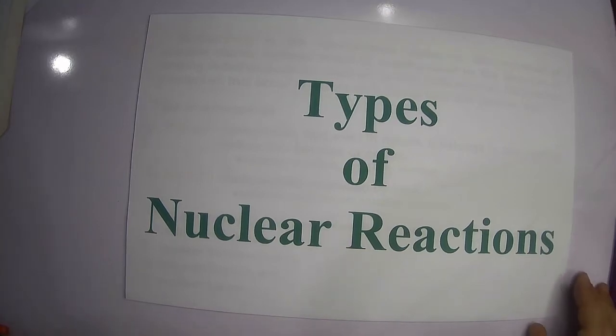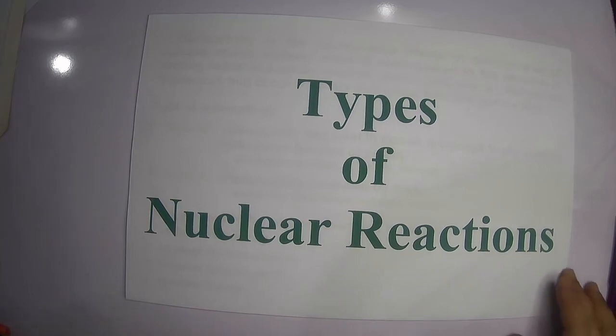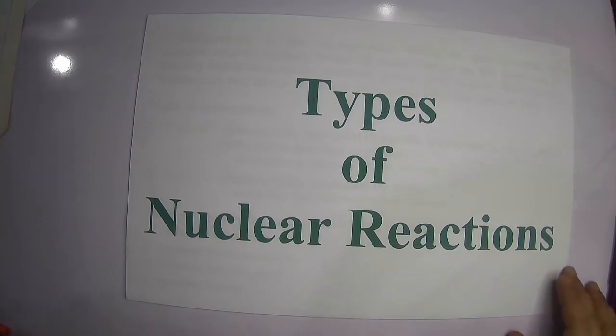Okay, why do we have to stabilize the nucleus? Because a stable nucleus does not emit any particle. But an unstable nucleus will emit a particle, and this will depend on the nuclear position with respect to the belt of stability.